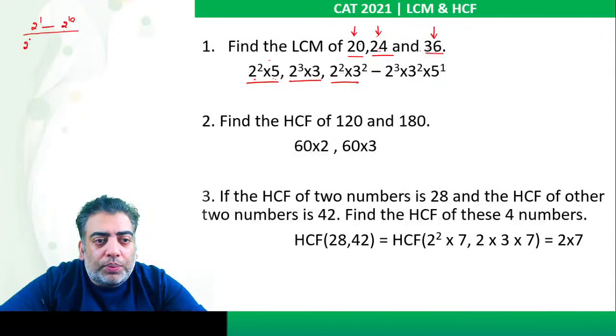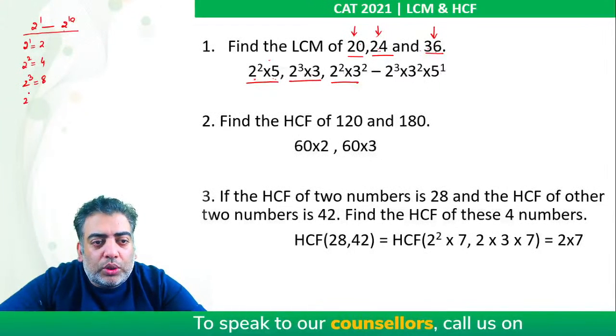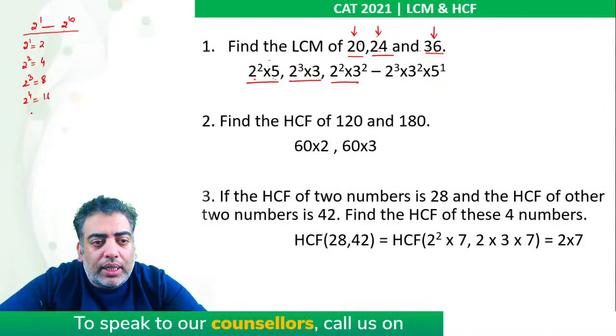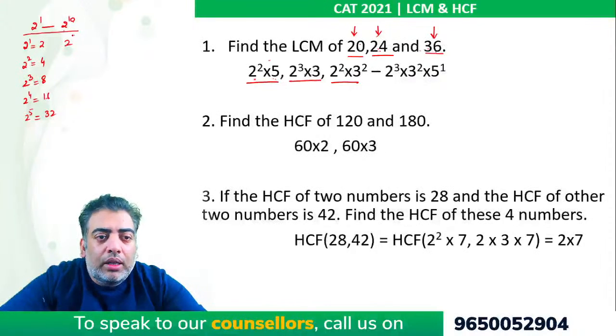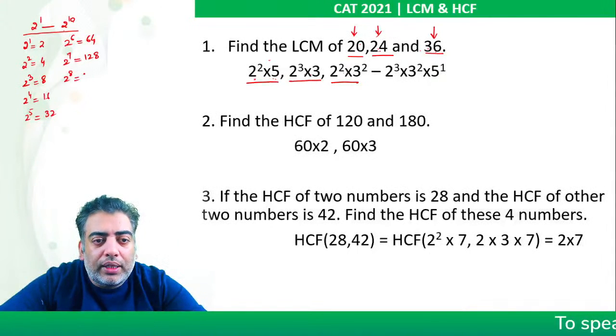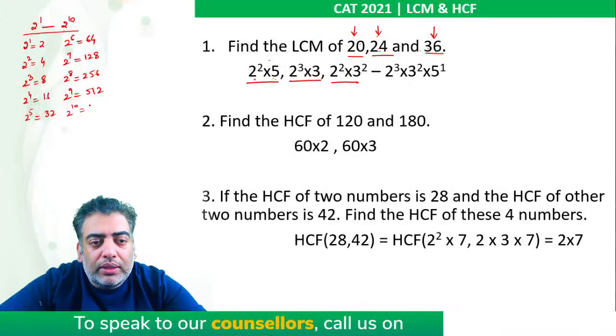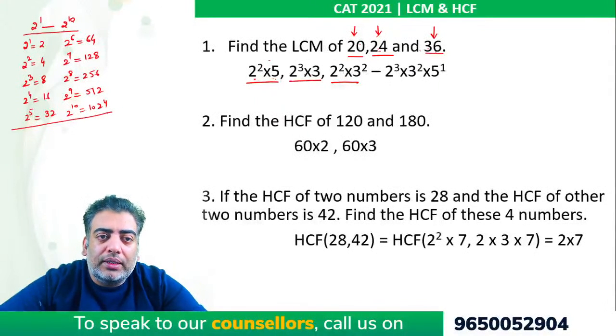So like 2 raised to power 1 is 2, 2 square is 4, 2 cube is 8, 2 raised to power 4 is 16, 2 raised to power 5 is 32, 2 raised to power 6 is 64, 2 raised to power 7 is 128, 2 raised to power 8 is 256, 2 raised to power 9 is 512, 2 raised to power 10 is 1024. So this is the bare minimum everyone must memorize.